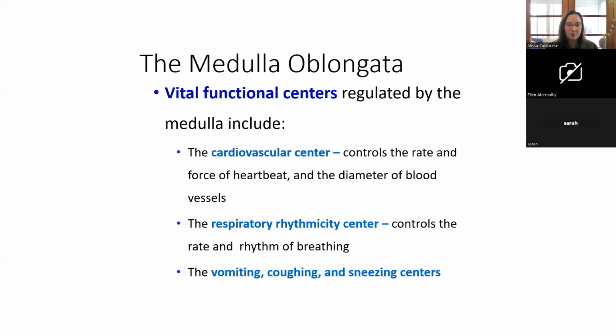There's also this respiratory rhythmicity center, so controlling the rate and rhythm of your breathing, right? So even when you're not thinking about breathing, the breathing is maintained by the medulla. And then also basic ejection reflexes happen here. So when you eat something disgusting or inhale something disgusting, the body rejects that to save your life, right? The triggering of vomiting, coughing, sneezing to get those things out of the body is all happening in the medulla.